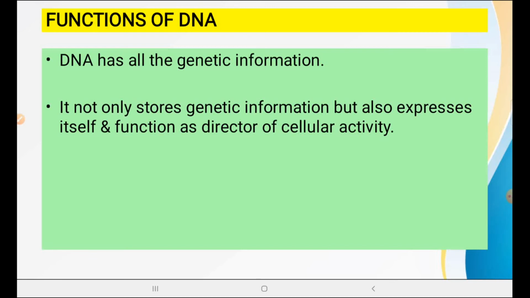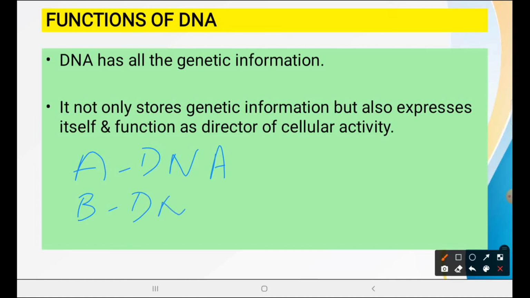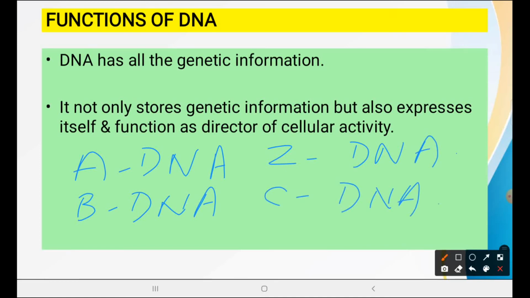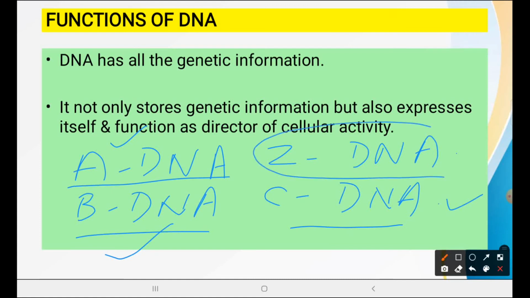Okay, have you heard that there are many forms of DNA? Those include many forms of DNA. I am not saying types of DNA, it is forms of DNA. What are those? A DNA, then B DNA, then Z DNA, then C DNA. As far as A DNA is concerned, here it is right-handed, B DNA is also right-handed, C DNA is also right-handed, but remember that Z DNA is left-handed. Okay, Z DNA is left-handed.